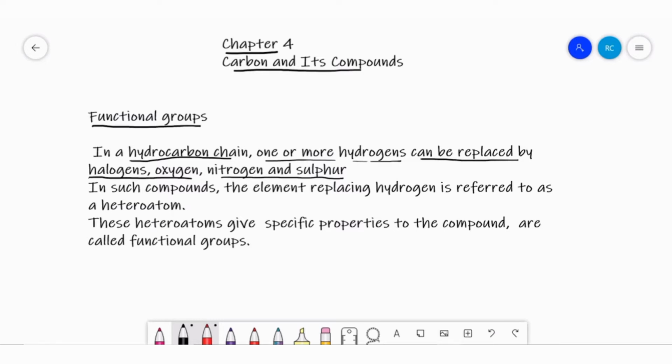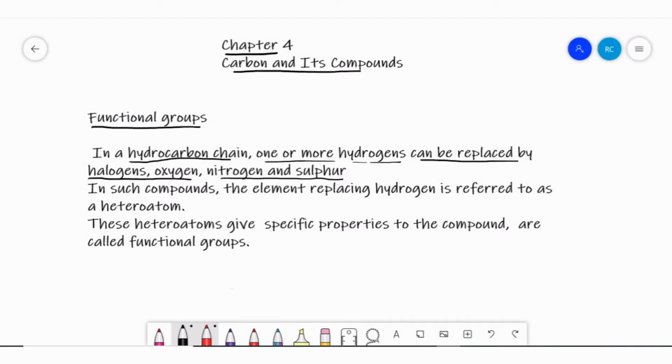In such compounds, the element replacing hydrogen is referred to as a heteroatom. These heteroatoms give specific properties to that compound. So these groups are called functional groups. Functional groups are usually assigned to alkyl groups, which we studied last class. If I write an alkyl group as R, it is generally represented as R. Alkyl groups mainly contain hydrocarbons.